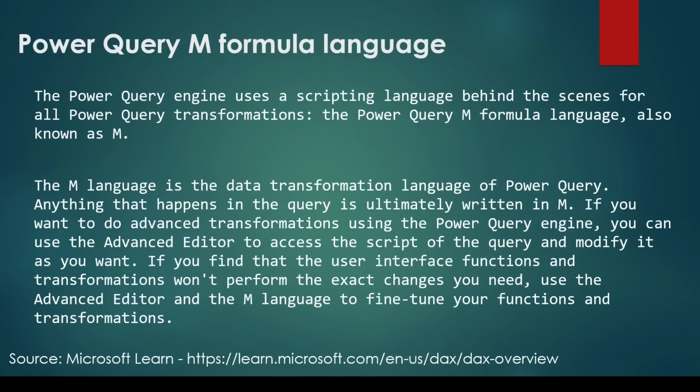So let's move ahead. If you want to do advanced transformation using the Power Query engine, you can use the advanced editor to access the script of the Power Query and modify it as you want. As I said, the advanced editor is there, and we can manually write the script if needed. We can modify the script as per our requirement. It is not only the graphical user interface which is going to do everything for us. If the user interface functions and transformations won't perform the exact changes you need, use the advanced editor or the M language to fine tune your functions and transformations. Sometimes we solve complex problems, and at that time we realize it's really difficult if I simply try to combine some steps. So we go ahead and manually write the Power Query code and run it.